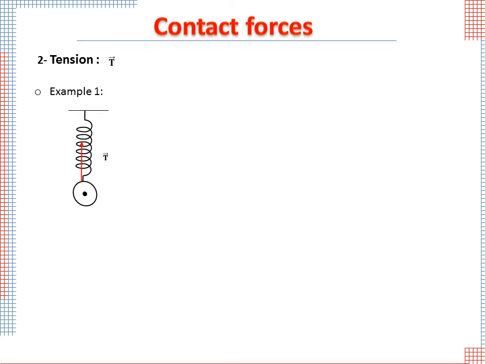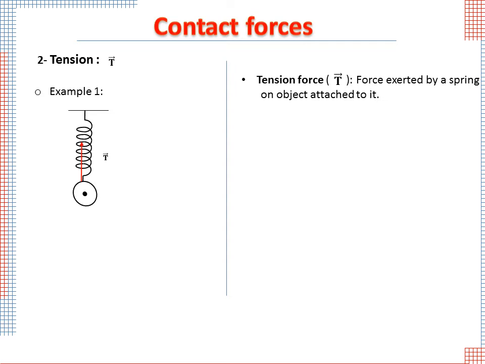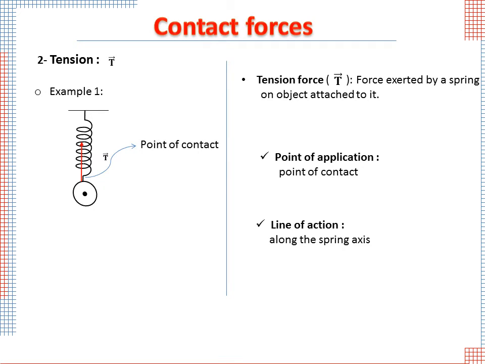Example 1. If we have a spring and a ball suspended from its end, then the spring applied a force on this ball, which is the tension force. Then, tension force is a force exerted by a spring on object attached to it. The point of application of tension. Since tension is a contact force, then the point of application is the point of contact. The line of action of tension is along the spring axis.